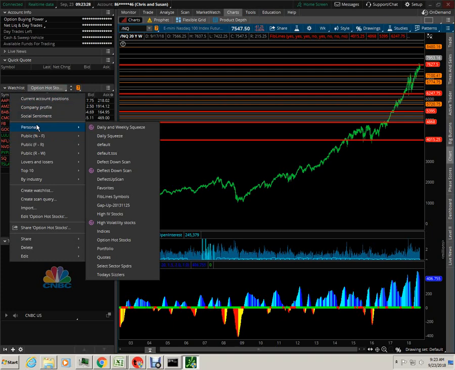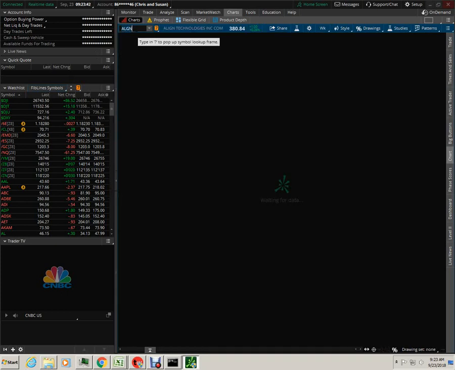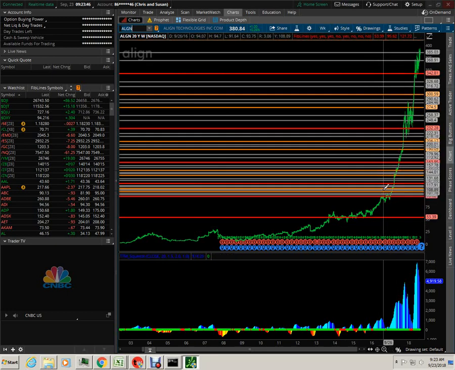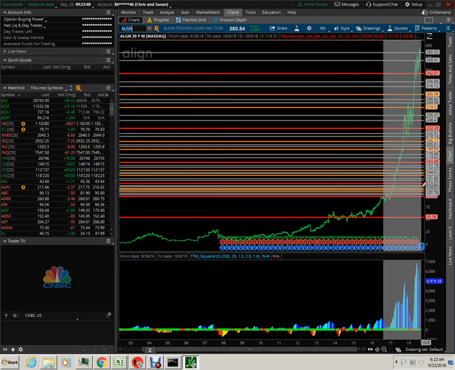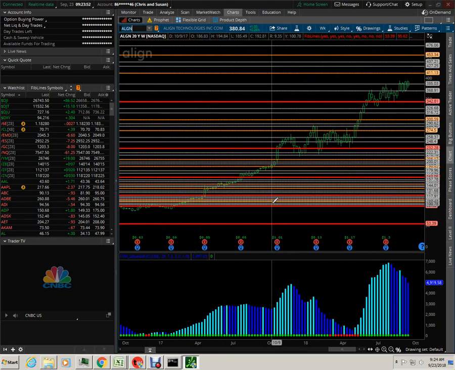So let's take a look at some of those. Let's pull up my FibLines symbols. And it's great looking at some of these symbols here from the perspective of the new levels. You have Align Technologies, ALGN's a recent addition. This is the company that makes Invisalign, which I am an Invisalign customer. And you can see how well it's done here, and that you got the 161, your 261, your 423.